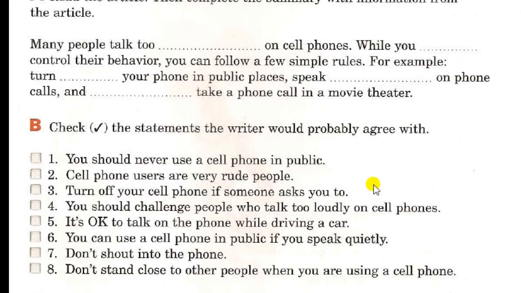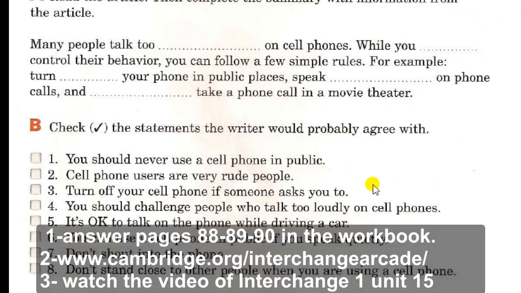That's the end of Unit 15, Part 2. Homework. Answer pages 88, 89, and 90 in the workbook, Unit 15. Number 2. Check this website, www.cambridge.org/interchange-arcade/unit 15. You will have different exercises as games and you can have a lot of games. 3. Watch the video for Unit 15 Interchange 1.